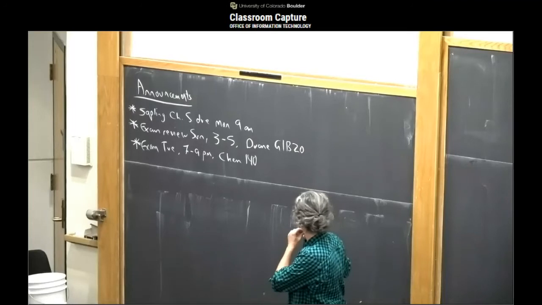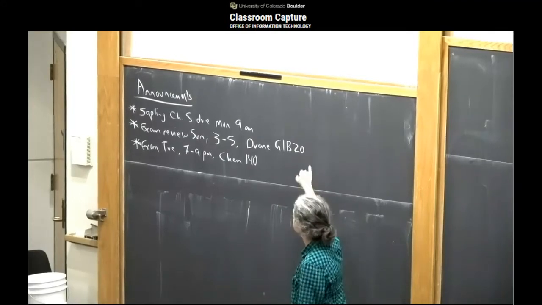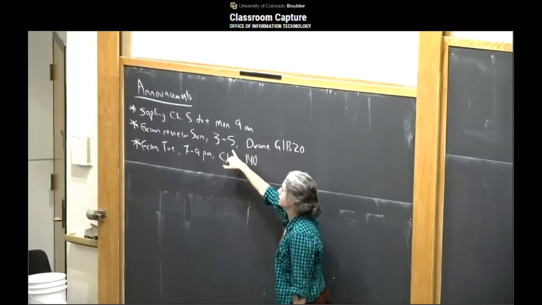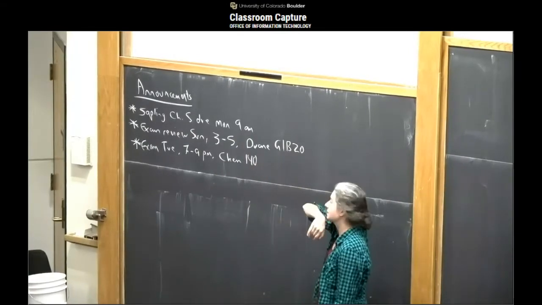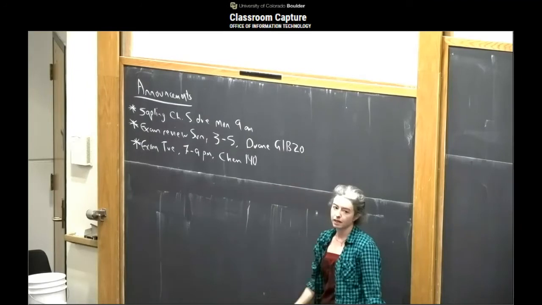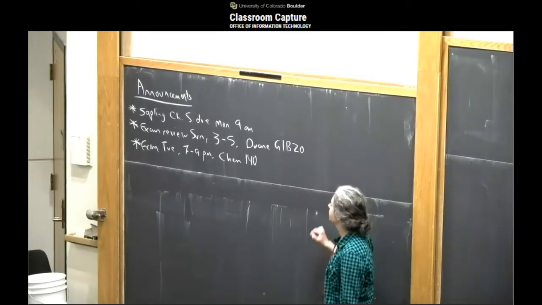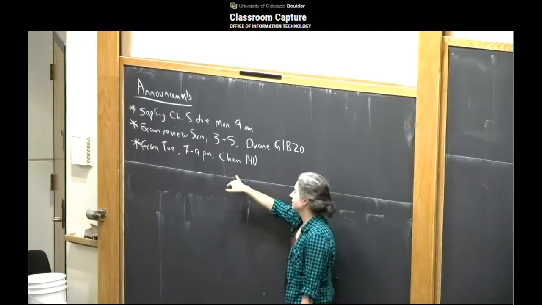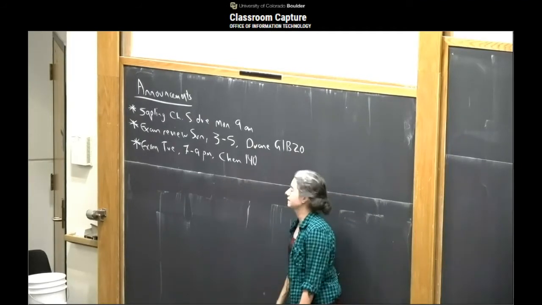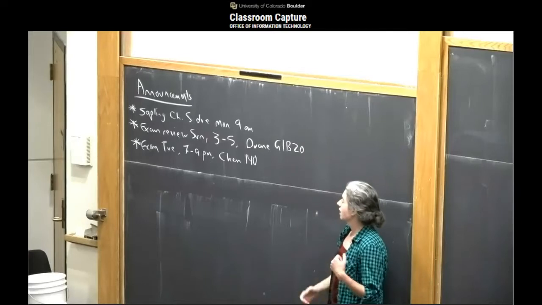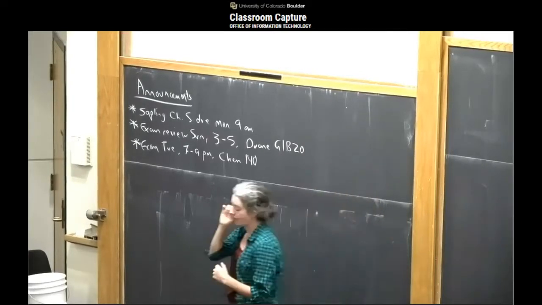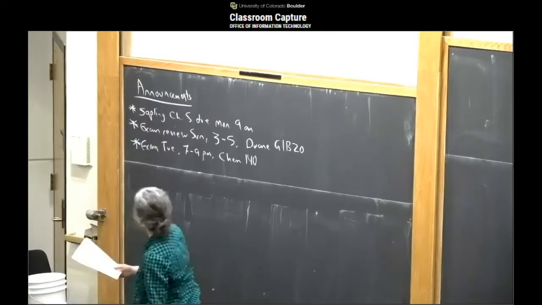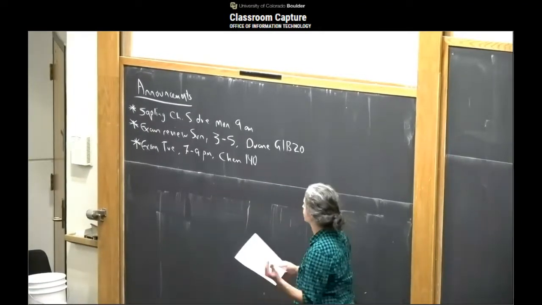Today's announcements are that the Sapling Chapter 5 is due Monday, 9 a.m. Exam review is Sunday afternoon, 3 to 5 p.m. in Duane, G1B20, same as before. And I do have lecture capture set up, so if you can't make it, you can still watch. And then the exam is Tuesday, 7 to 9 p.m. in Chem 140. Plan is for me to have finished Chapter 6 by that point, and it looks like we're on track to do that. So it'll cover up through the end of Chapter 6.